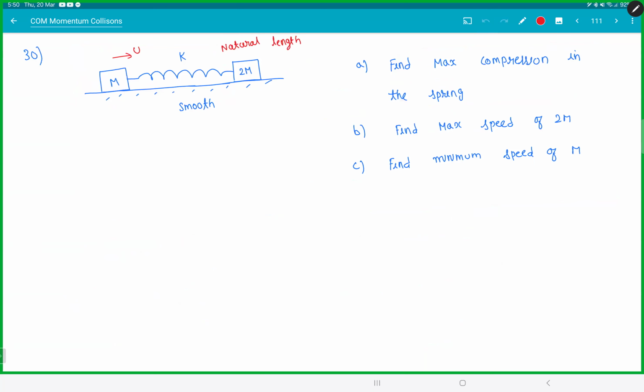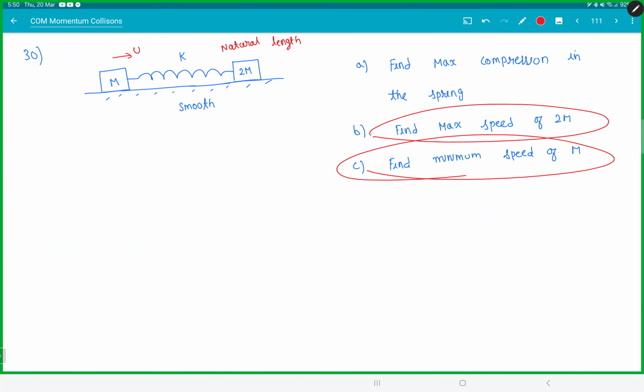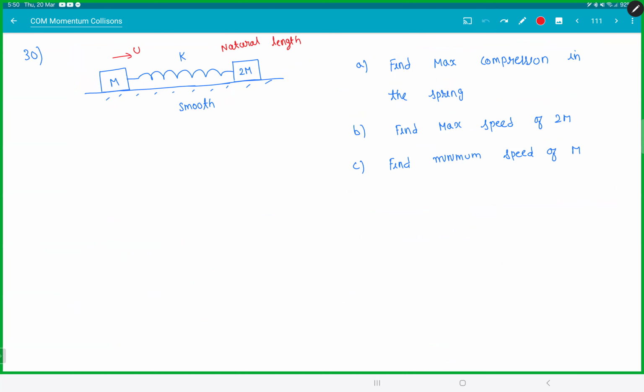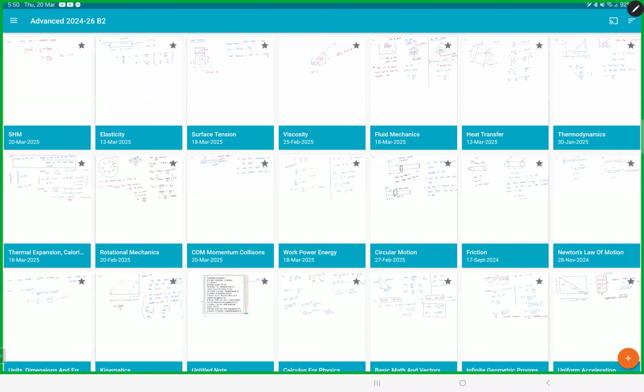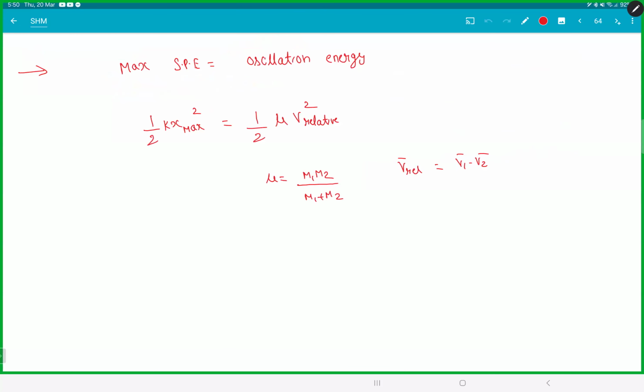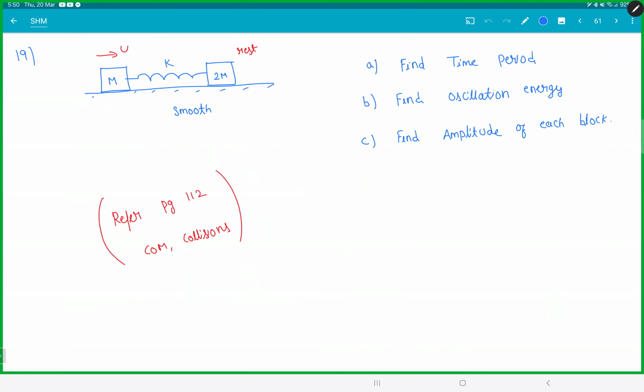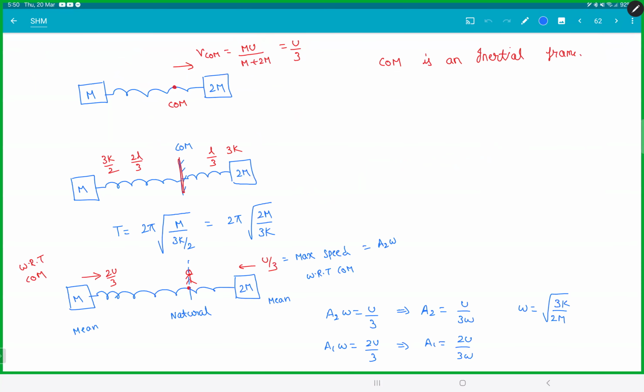If you see in this problem, I even asked more questions, maximum speed of 2m, minimum speed of m. This could be a matrix matching actually. There are almost 6 to 7 questions that I could ask you in this. Any doubts on this? So oscillation energy is one important thing, generally a neglected term. So be careful. Total energy and oscillation energy are not the same. Next thing. Any doubts on this? Clear?